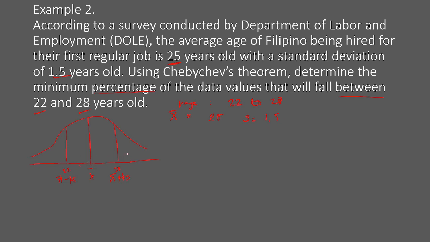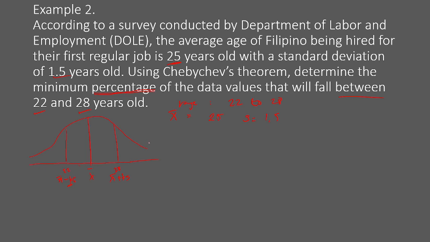Kasi kung isipin nyo, parehas lang kasi yung distance ng 22 at 28 mula sa 25. So, paano ko nasabi yun? Kasi 25 plus 3, that is 28, and 25 minus 3, that will be 22. So, to do this or to get this minimum percentage, all we need to do is determine that value of K. Okay? And how do we determine that value of K? Para makuha natin yung ating percentage.